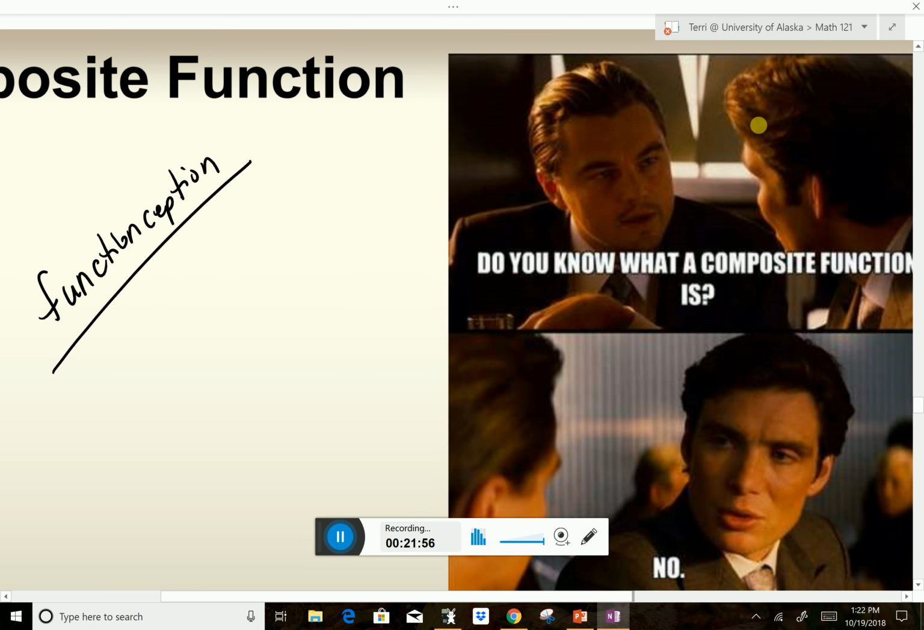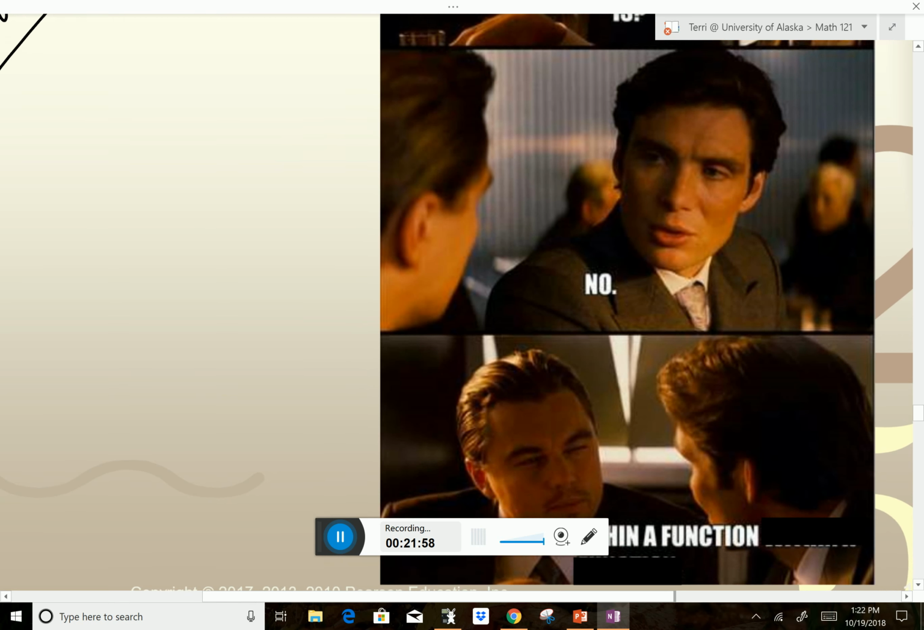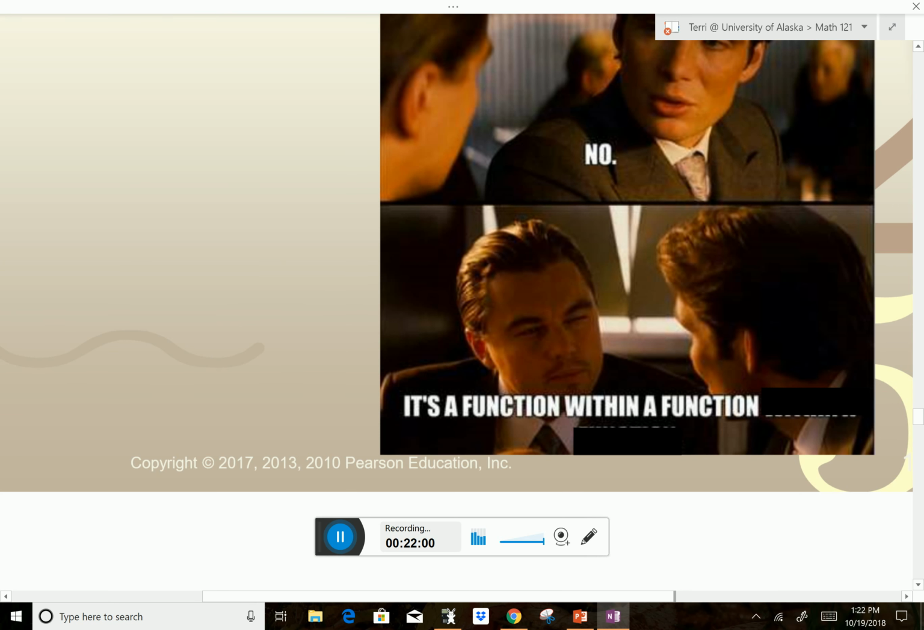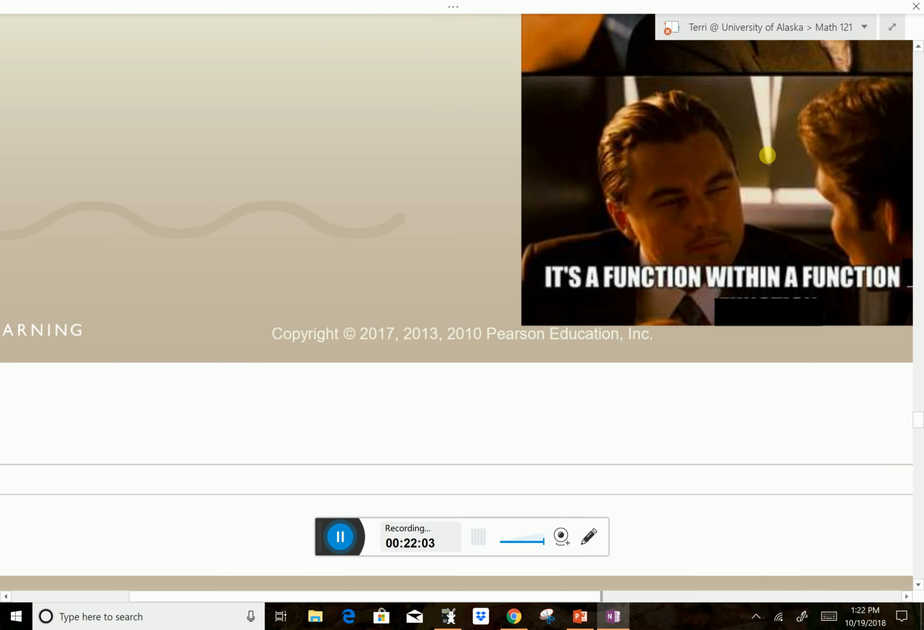So do you know what a composite function is? So he's talking to him. No, it's a function within a function. So there you go.